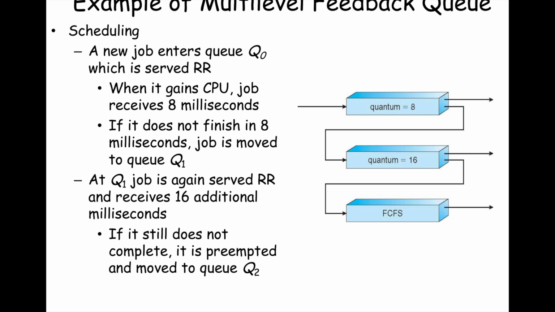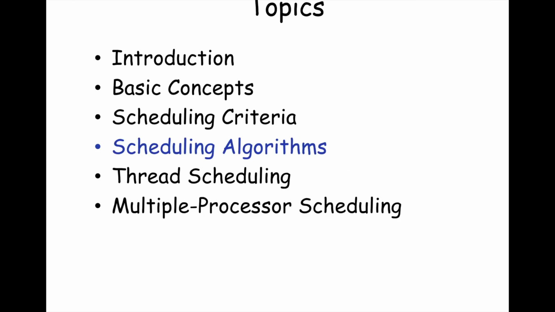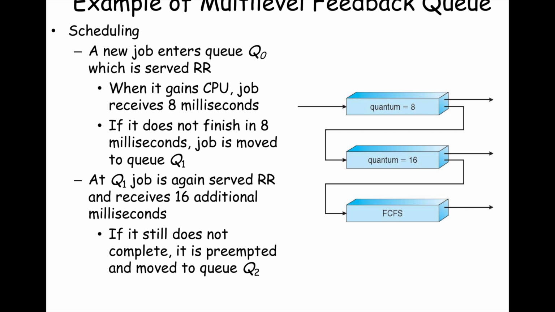So a new job enters Q0 and it's served or gets the CPU round robin. It executes for 8 milliseconds, and part of that 8 milliseconds is the dispatch, right? It's carved out of the dispatch. If it doesn't finish in the 8 milliseconds, it's moved to Q1. Again, in Q1, once it's selected using round robin, it gets 16 milliseconds. Carved out of those 16 milliseconds is the dispatch time. If it still doesn't complete, it's preempted because that quantum expires, the timer fires, and it's interrupted and kicked off the CPU. So it goes to Q2, and then it executes first come, first serve.